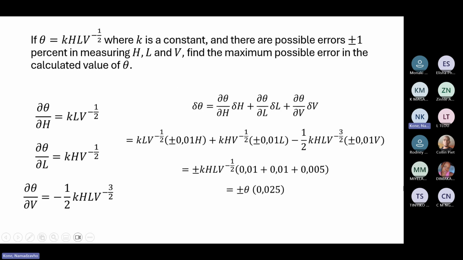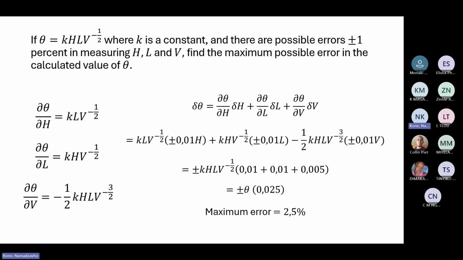Now we may want to get this answer 0.025 in percentages, because here they give us the errors in percentage. First you can change this into a fraction, and it will be 25 over 1,000. Now, what is 25 over 1,000 in percentage? So you multiply by 100, and you will eventually get that the percentage is actually 2.5. So the maximum error on this theta will be 2.5%.